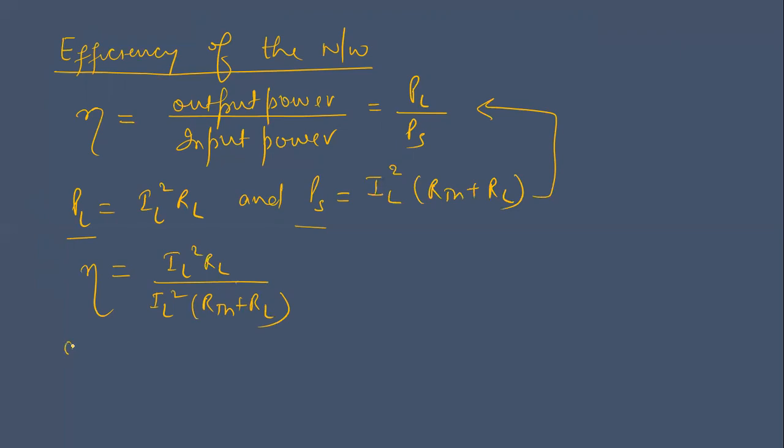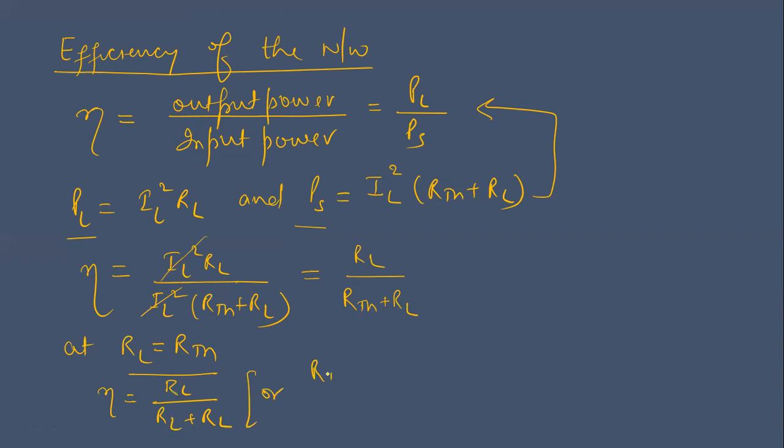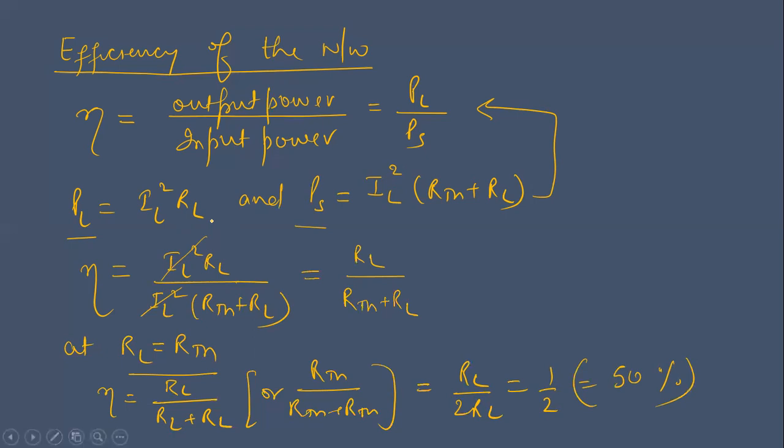Now we will apply the maximum power transfer condition, which is RL is equal to RTH. At this condition, IL will be cancelled out, so we will write it in terms of resistances only. So we have RL divided by (RTH plus RL). If we replace RL with RTH, we get RL divided by (RL plus RL), or RTH divided by (RTH plus RTH). It would be equal to RL by 2RL, or 1 by 2. So it is 50%. That means for the network in which the load is dissipating the maximum power, the maximum efficiency would be 50%.